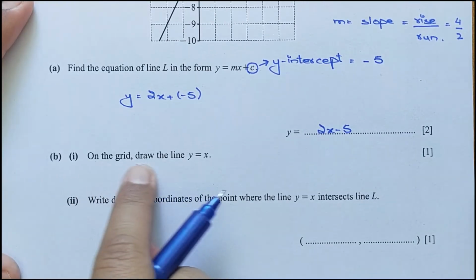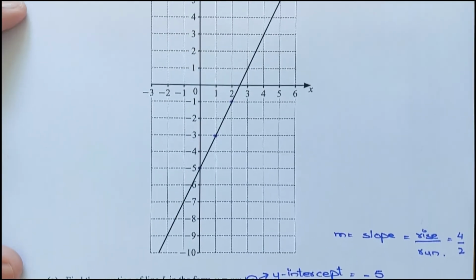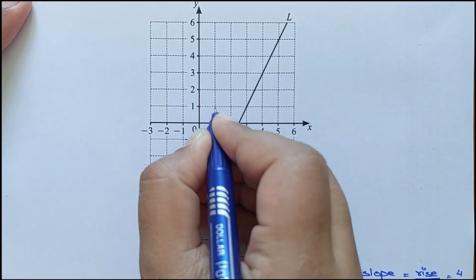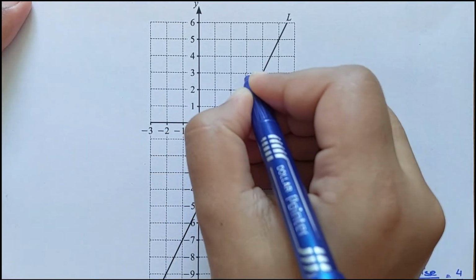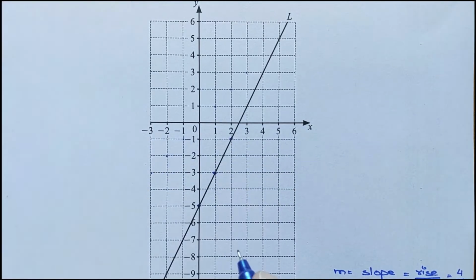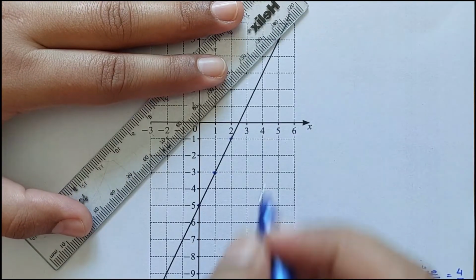Moving to part B, number 1, on the grid, draw the line y equals x. Y equals x is pretty easy. When y is 0, x is 0. When y is 1, x is 1. Y is 2, x is 2. Y is 3, x is 3. Y is -1, x is -1. Y is -2, x is -2. Y is -3, x is -3, and so on. Let me draw this line.